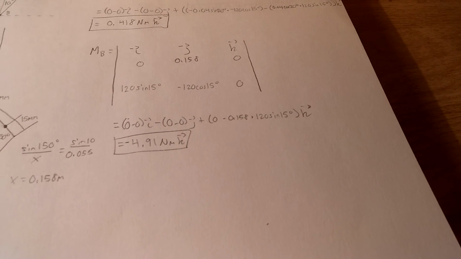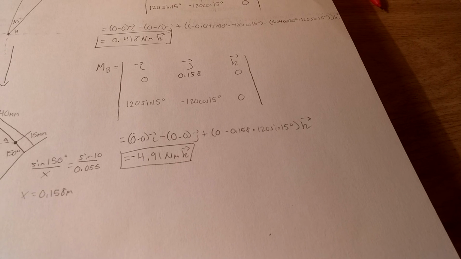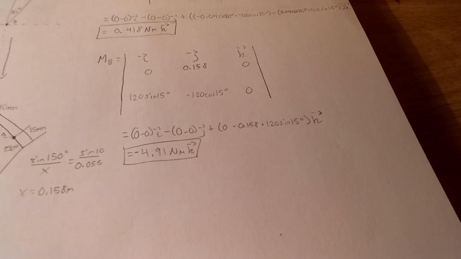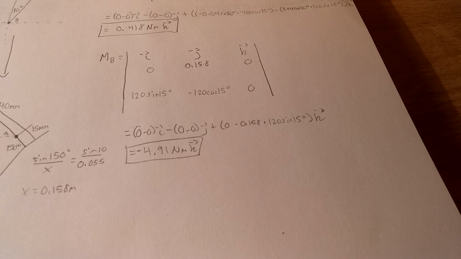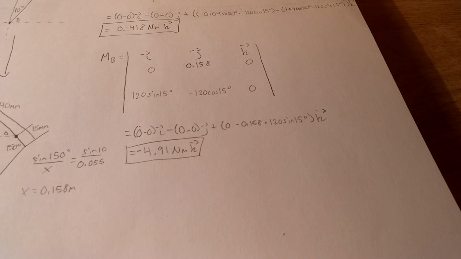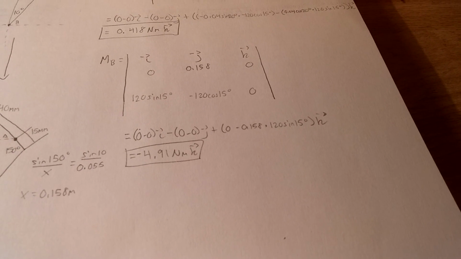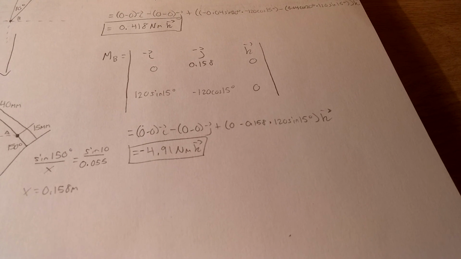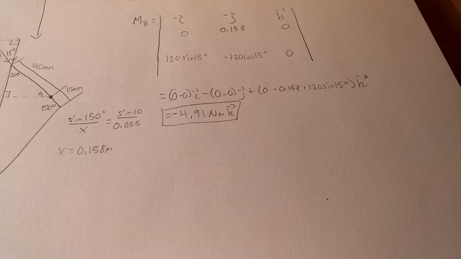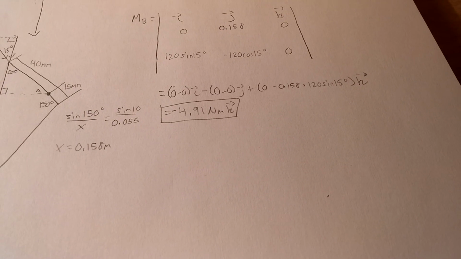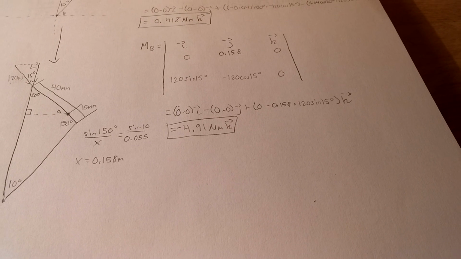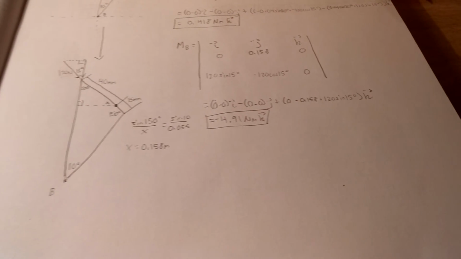We have zeros in k, so we know i and j are both going to be 0. When we do k, we have that 0 in i, so it's 0 times negative 120 cosine of 15, which is 0. Then we subtract 0.158 times 120 sine of 15, and we end up with negative 4.91 newton meters k. That's our moment about B. That's all we needed to find, so we're done.